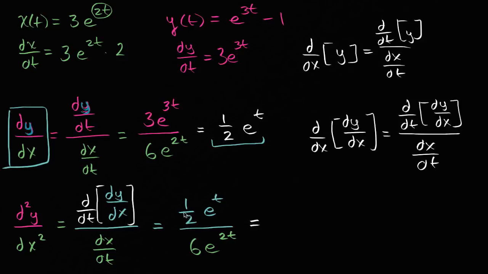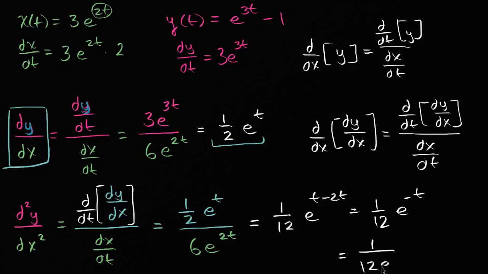And so we can write this as, let's see, 1/2 divided by 6 is 1/12, and then e to the t minus 2t, which is equal to, we could write this as 1/12 e to the negative t, or we could write this as 1/12 over e to the t. And we're done.